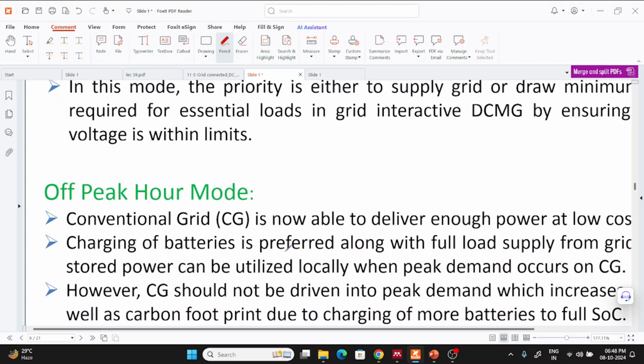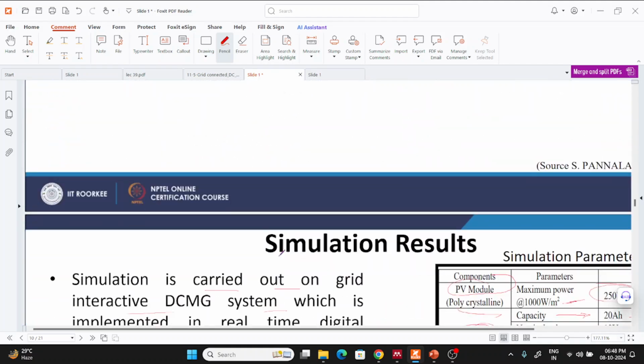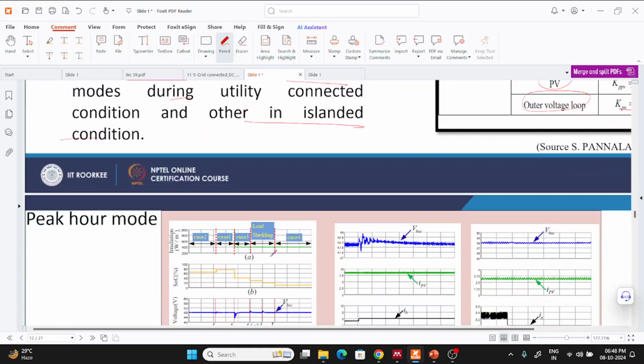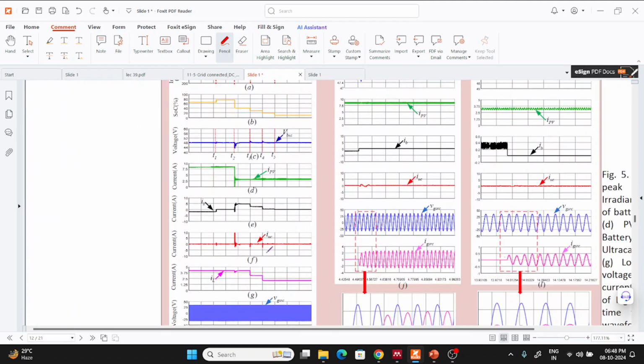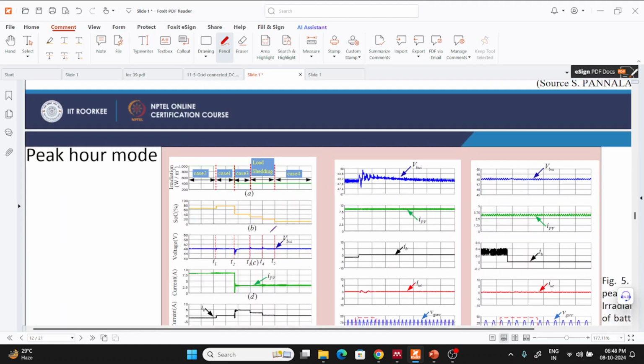I will show it here. So what it does here, these are the results from the peak hour mode. Okay, so it shows the irradiance, solar irradiance. I will zoom it for you. Just a second.